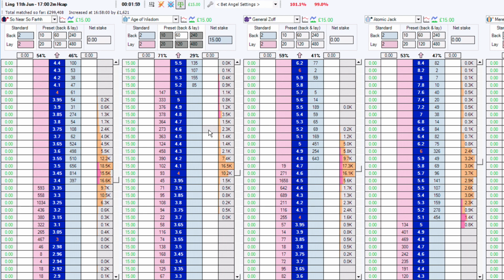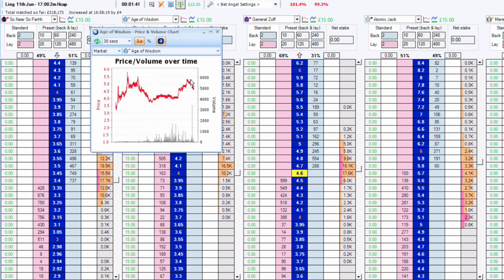But yeah, hopefully that's illustrated to you quite a straightforward trade in what is a bit of a nothing market. There's only about £300,000 traded in here. But we've managed to do a half decent trade on here. And can you see a chunk of money came back in again here. So we were absolutely right on our assumption on the second favourite here as well.